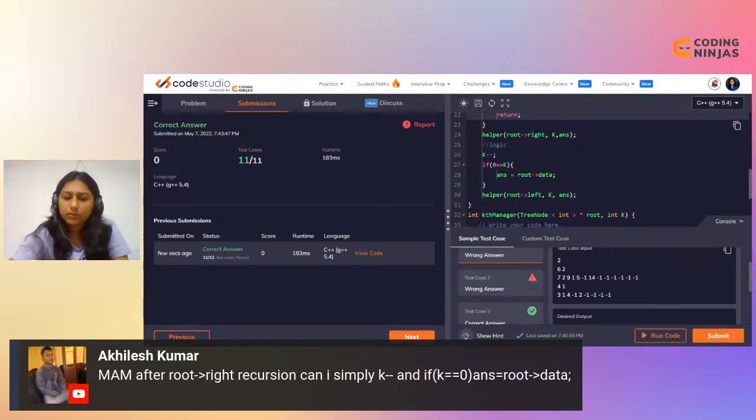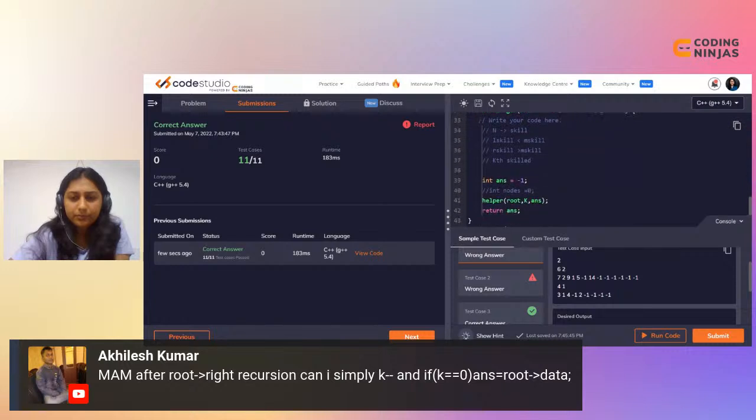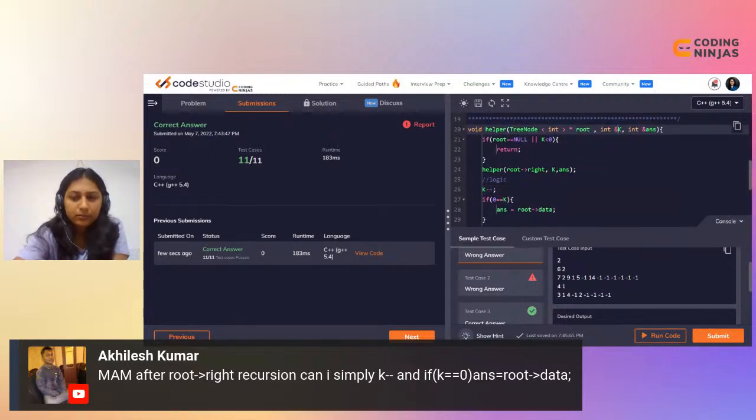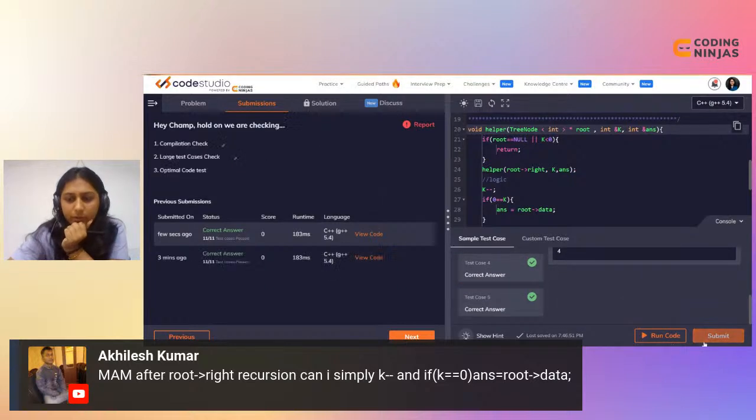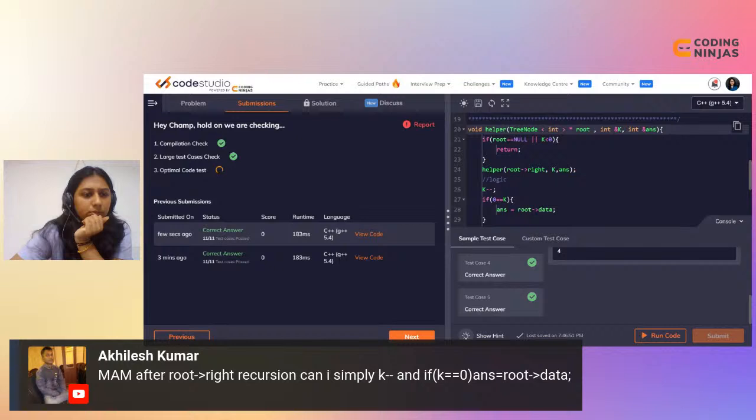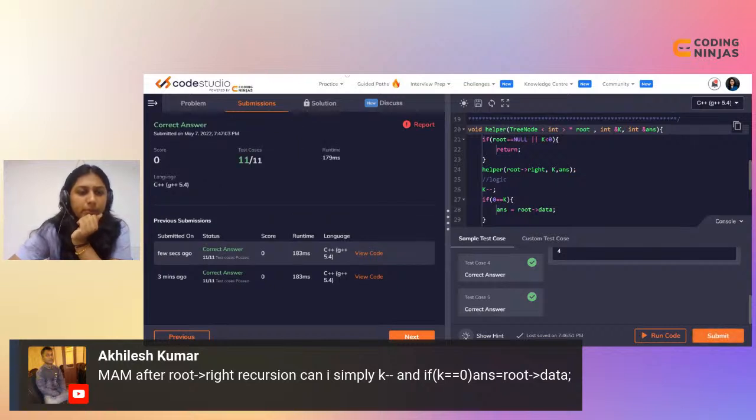7972915, minus 1 and 14, and we want to find second. अच्छा हाँ, K will be passed as reference. हम्म, चलो, this works fine. हाँ, ठीक है. K will be, हाँ, this was the thing कि K should be passed as reference.